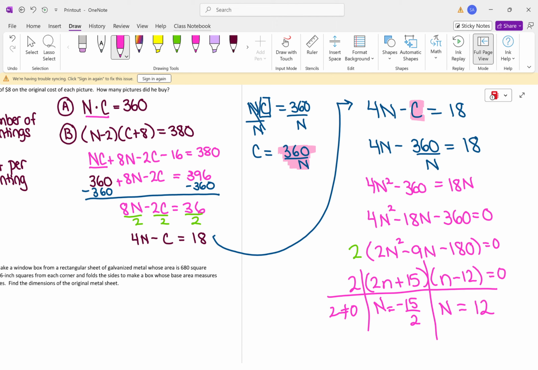What does n represent? Number of paintings. Could I have negative 15 over 2 paintings? No. So what's going to happen with that negative 15 over 2? We're going to reject it.